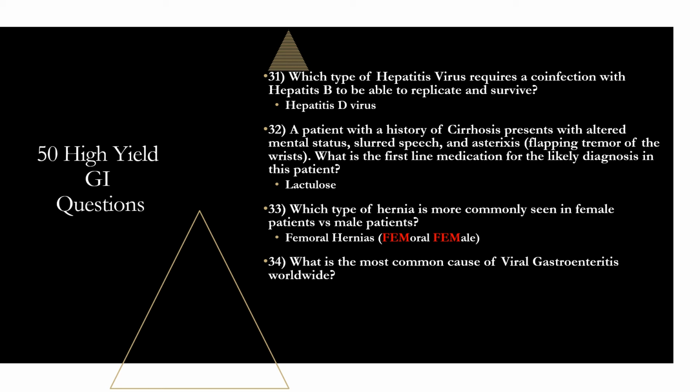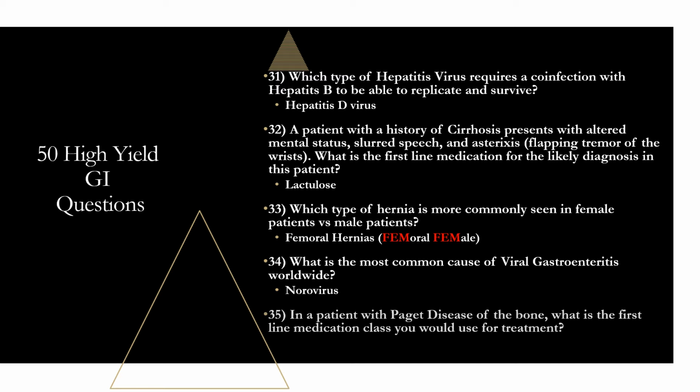So question 34, what is the most common cause of viral gastroenteritis worldwide? It's going to be your norovirus. So outbreaks generally you'll see in cruise ships, hospitals. That's going to be the most common cause of viral gastroenteritis worldwide.